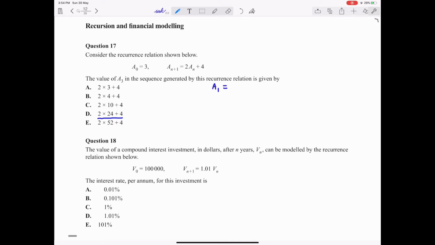Hi everyone. So I'll be going through the recursion and financial modeling section of the 2019 multiple choice exam.